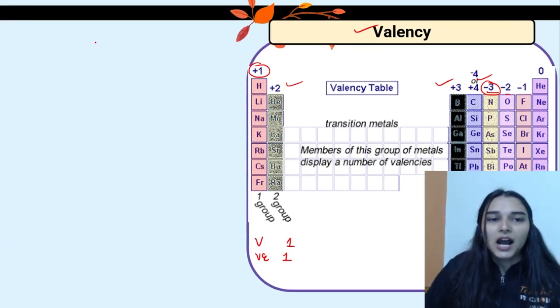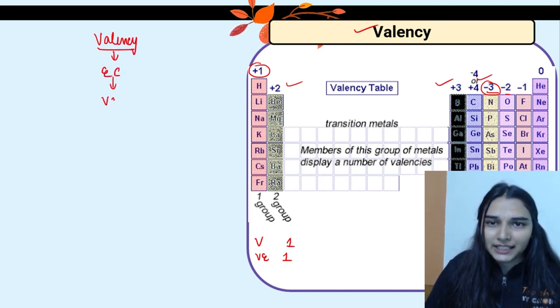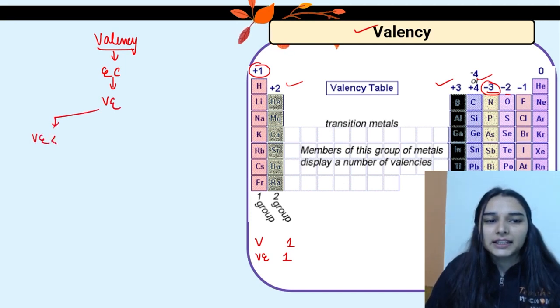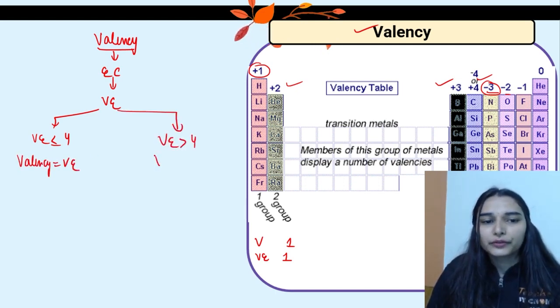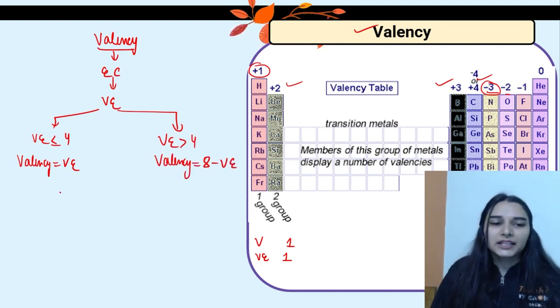You know this. How to calculate valency? Write the electronic configuration. See the valence electrons. If valence electrons are less than or equal to 4, in that case valency is equal to valence electrons. And if you see valence electrons are more than 4, then in that case valency is equal to 8 minus valence electrons. इतना भी करने की ज़रूरत नहीं है. I can tell you directly.